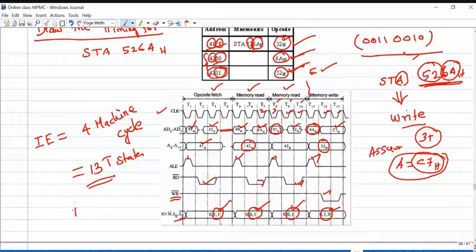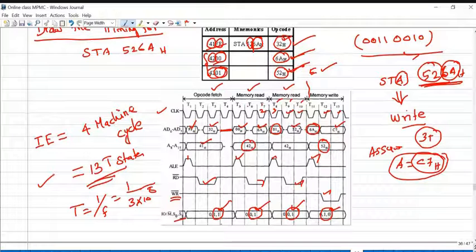Okay. So if you want to calculate how much time the processor will take to execute this particular instruction, T equals 1 by F, we know already. So 1 by 3 megahertz, that is 3 into 10 power 6. If you calculate this T value and multiply with this 13, then we will find out how much time the processor will spend to execute this particular instruction. Okay. So in a similar way, you have to interpret the operation of each and every instruction.